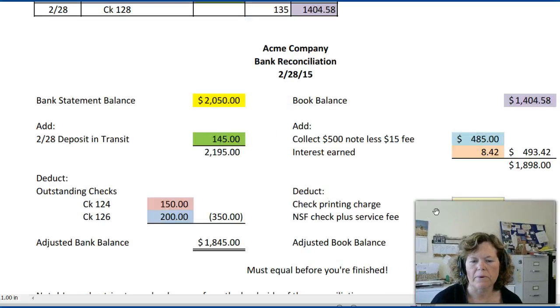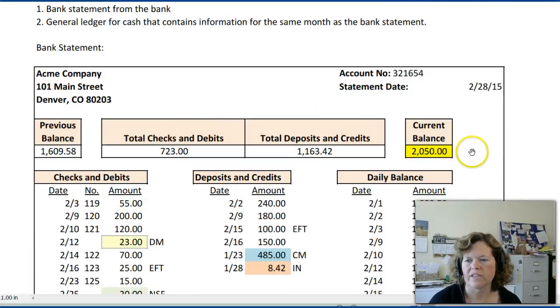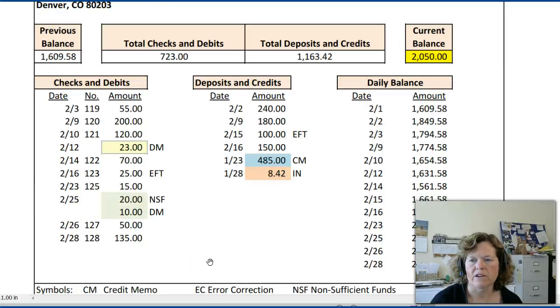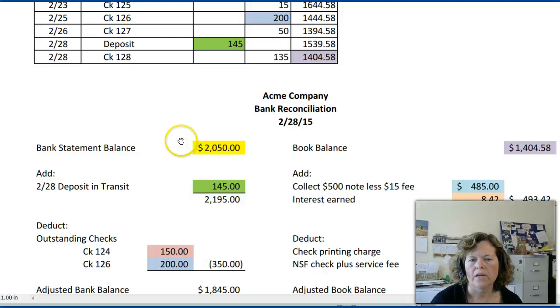So let's take a look at the bank rec here. We've got two sides to a bank rec. This is the bank statement side. This is the book side. On the bank statement side, we're going to start with the bank statement balance. Let's go back up here and look. That's where the 2050 comes from. So as of the end of February, the bank is showing that our balance is $2,050. Okay. In most cases, there are some timing items that we need to adjust for.